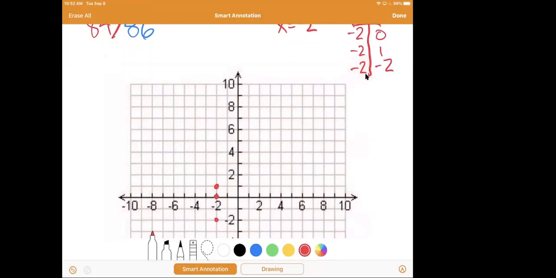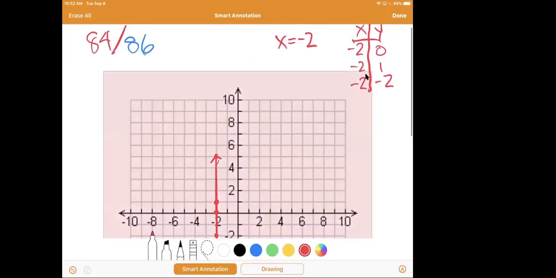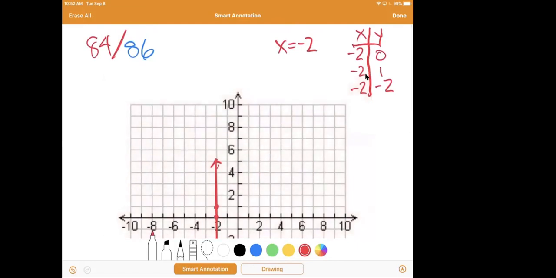vertical line. And in fact, anytime you graph an equation that just has the variable x in it, it doesn't have a y, it will always be a vertical line. Okay?